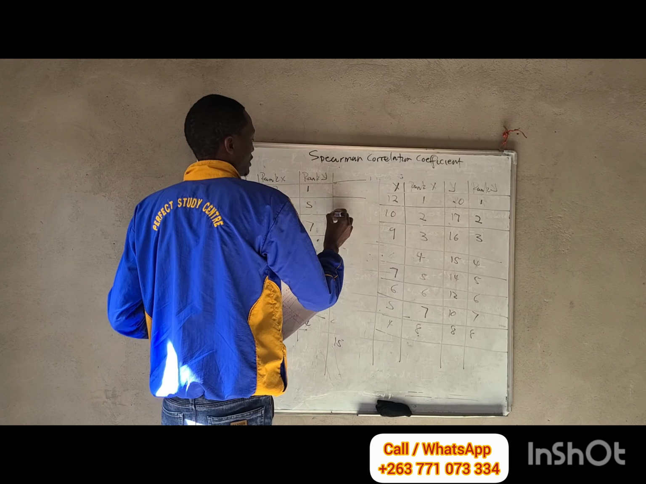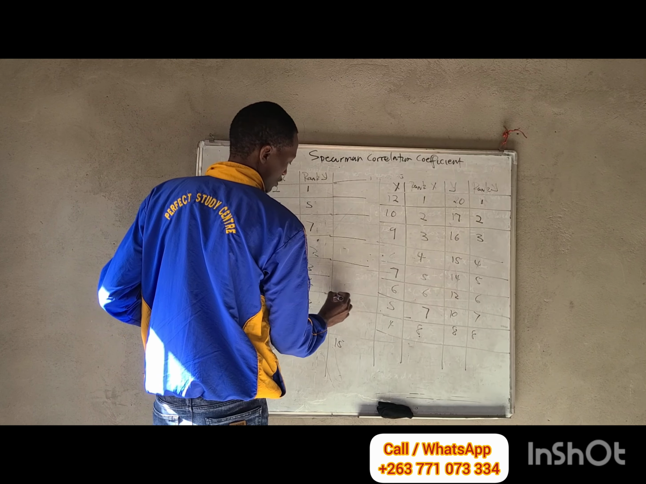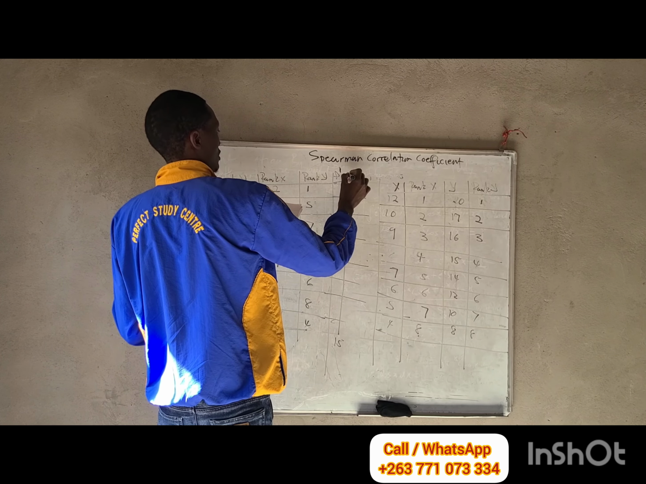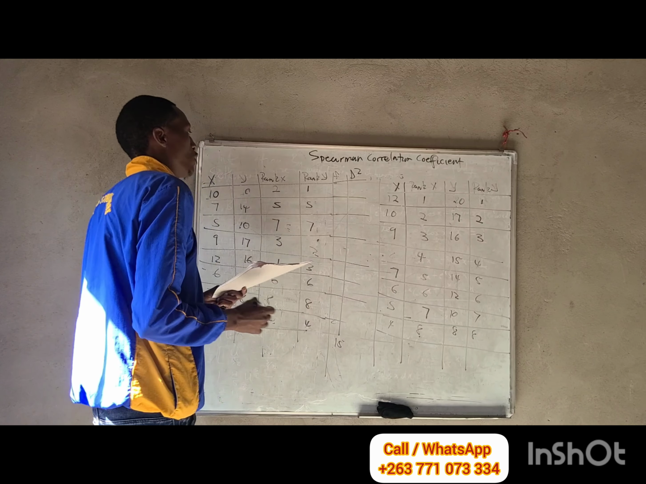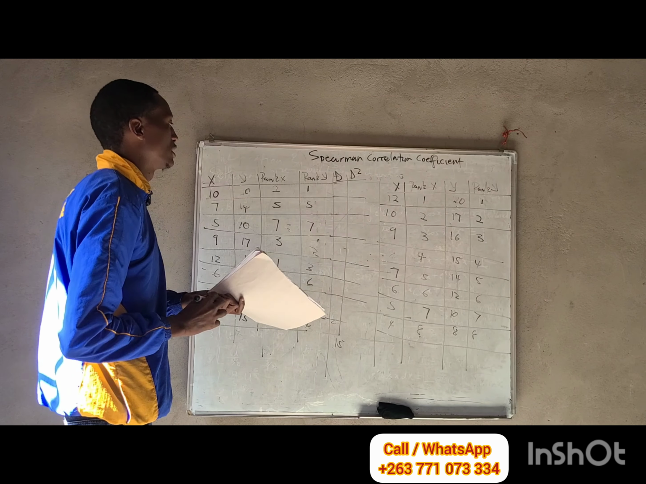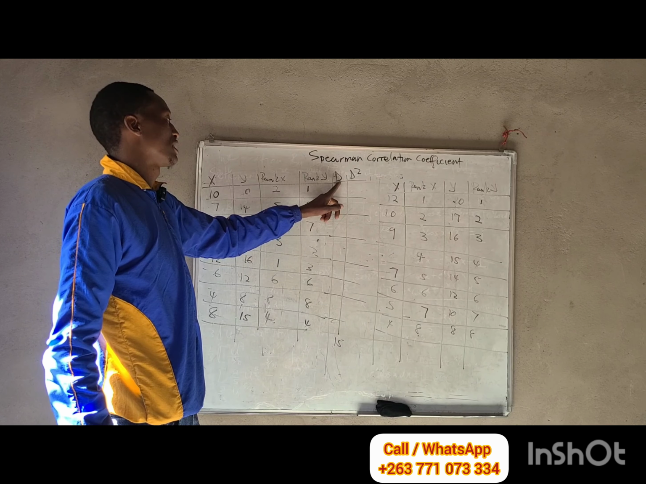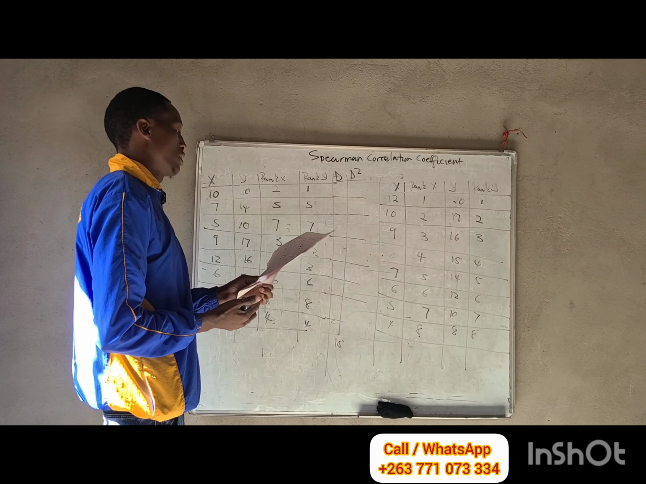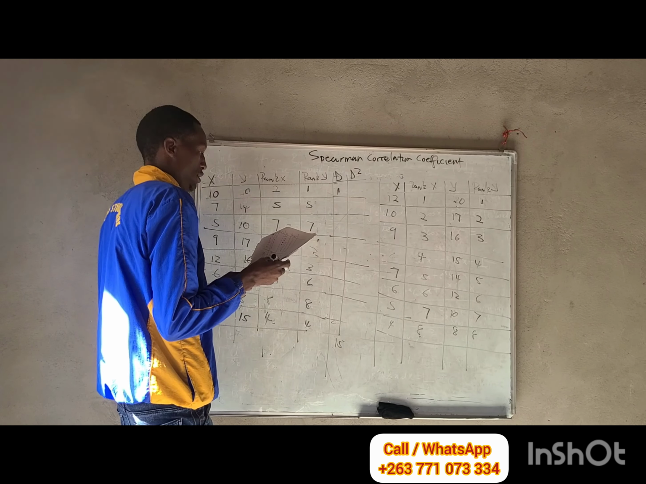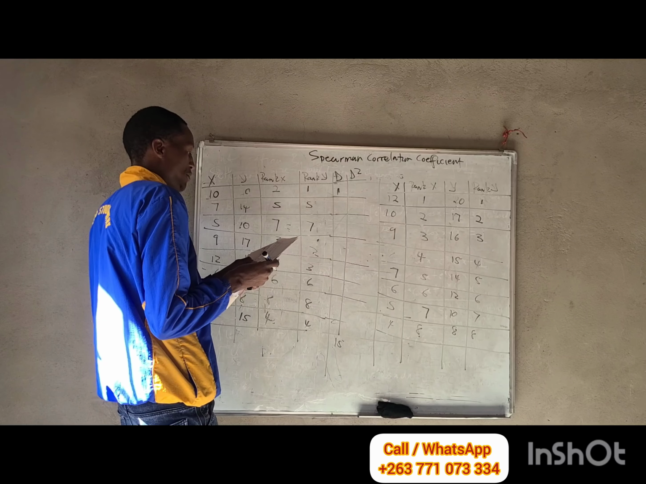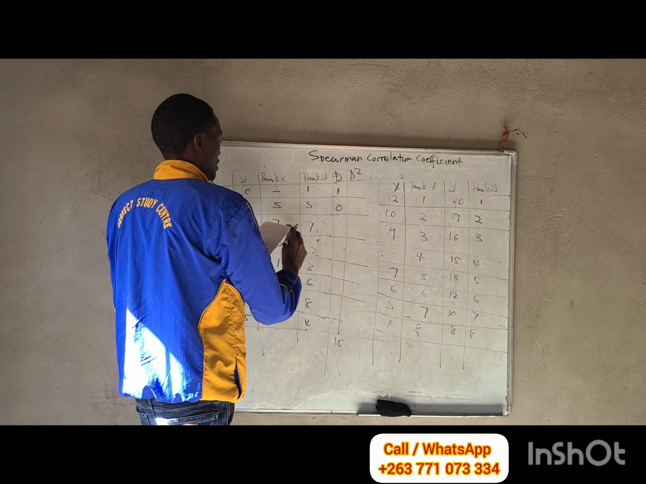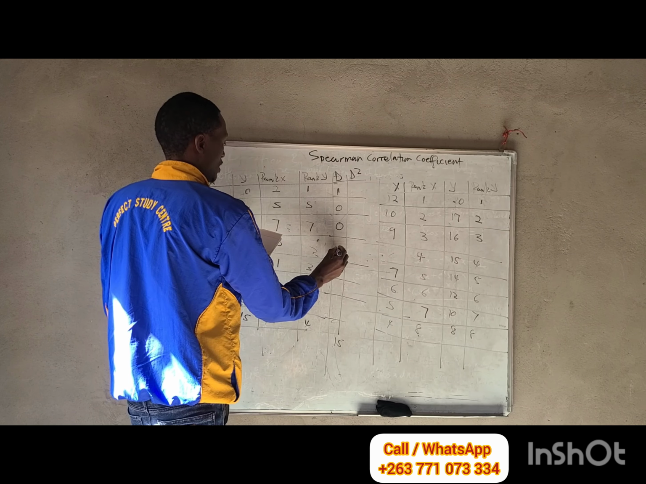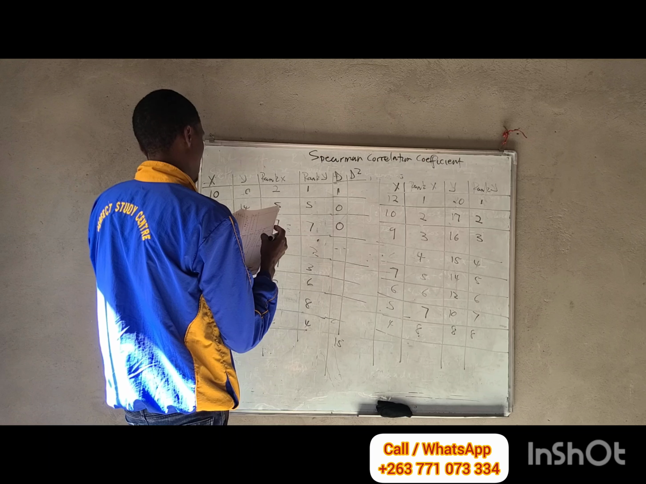Here we are going to write D, D squared. So what is D representing? D in this case is now representing the difference between the two ranks. So it's 2 minus 1. We got 1 here. Then we've got 5 minus 5, we got 0. 7 minus 7, 0. 3 minus 2.